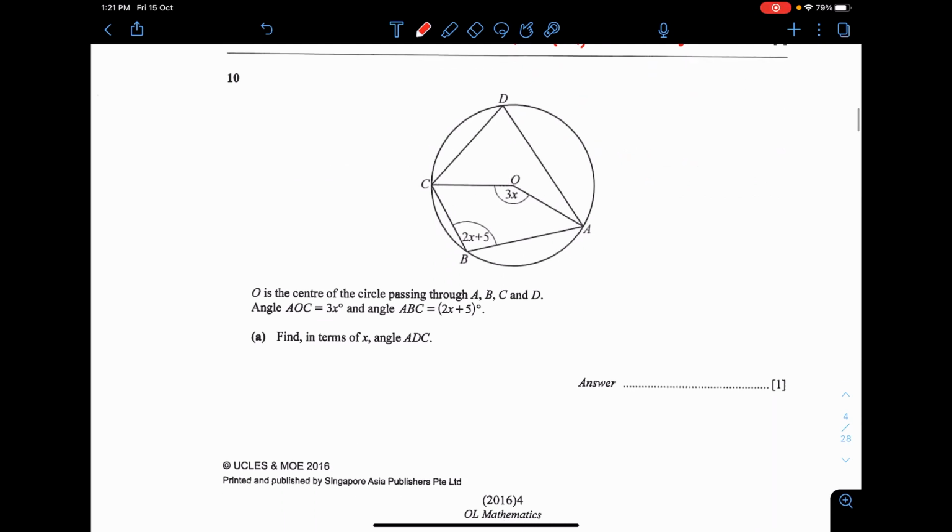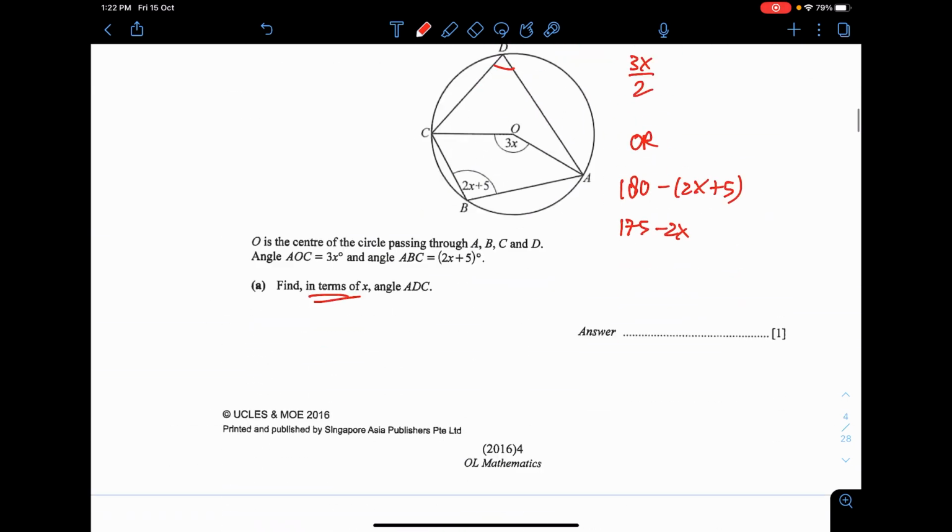Next, angle ADC in terms of x. Okay, there are two ways to do this. You can answer this as the angle is half of 3x. Angle in the center is twice the angle in the perimeter. Or you take 180 minus bracket 2x plus 5, which is 175 minus 2x. This is because they are opposite angles of a quadrilateral inside the circle. The sum of the angles must be 180.